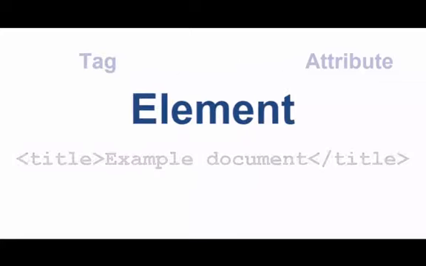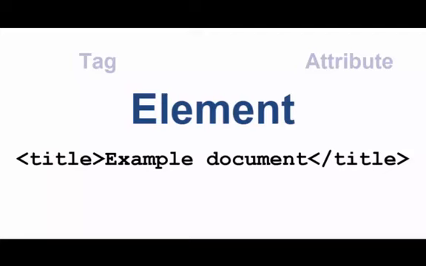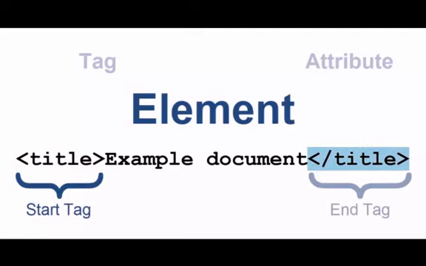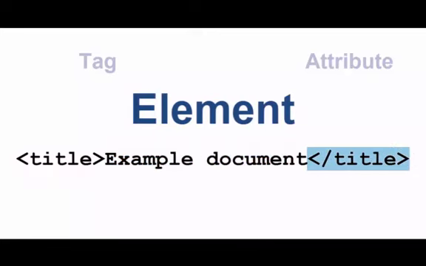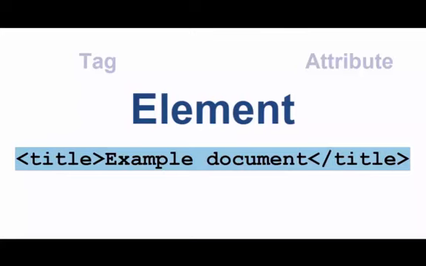Next, let's look at an element. An element has a start tag, an end tag, and content in between. Sometimes you may hear start and end tags called opening and closing tags. Notice that the end tag has the same name as the start tag, except that the end tag begins with a slash before the name. So this whole thing, including the start tag, the content, and the end tag, is called an element. In this case, it's a title element.